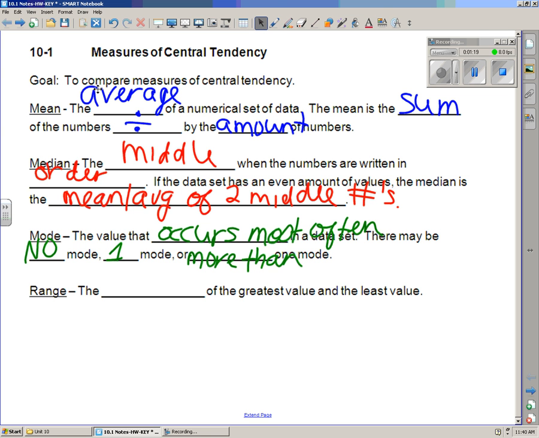The range, which is not a measure of central tendency, but is something that we talk about often when we deal with statistics, is going to be the difference of the greatest value and the least value. That basically means the largest number subtracted by the smallest number.